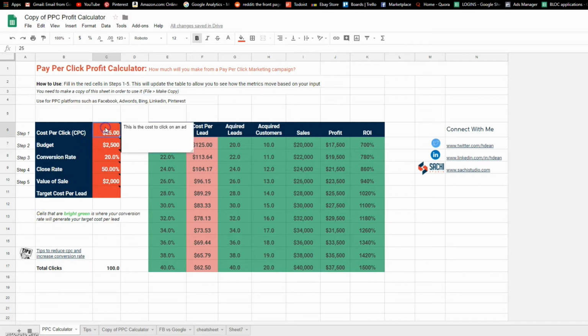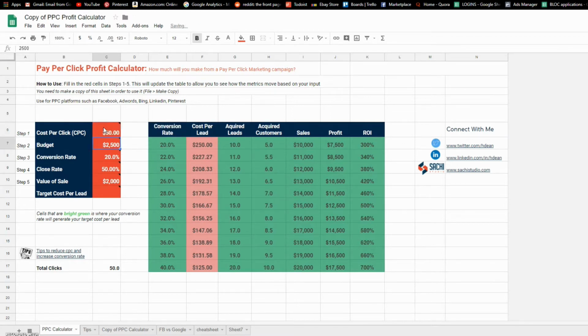So the first thing I want to do is I did some research, and it turns out that if I want to bid on a keyword such as DUI lawyer in Baltimore, the cost per click will be about $50. Okay, and let's just say my budget on a monthly basis is $2,500.